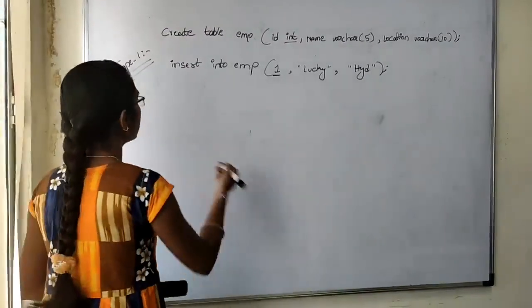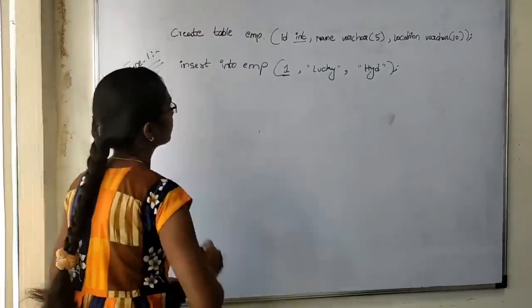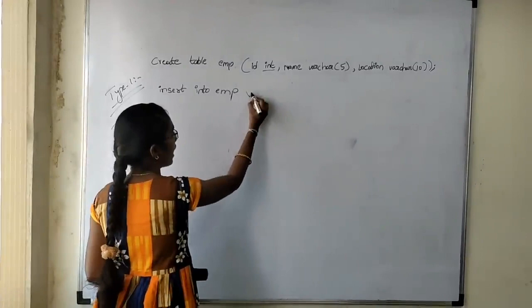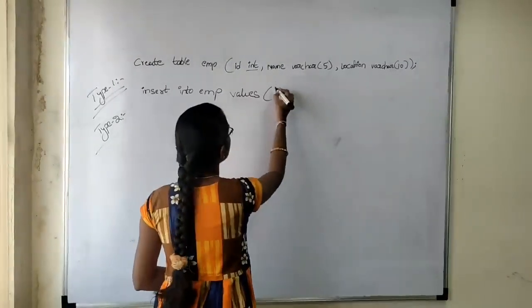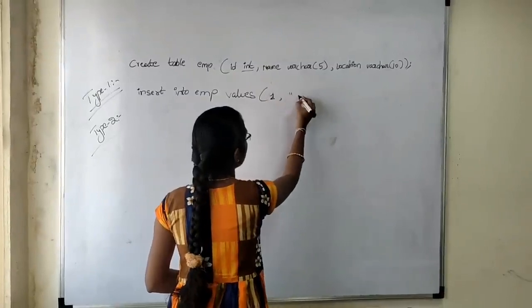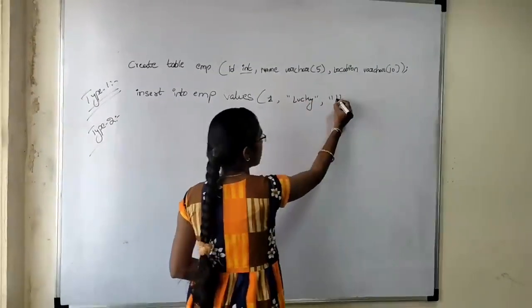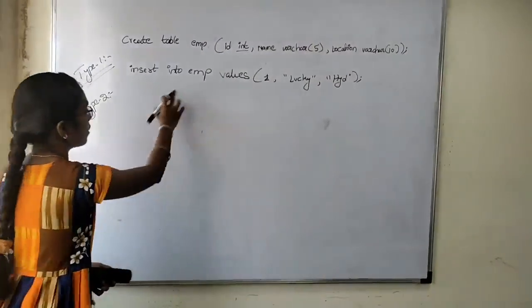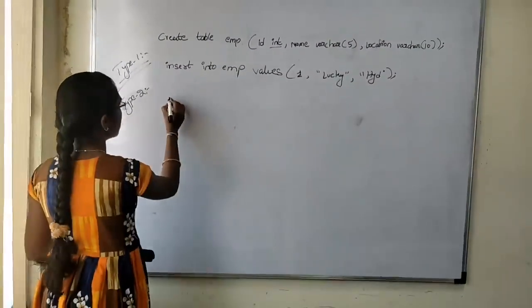And the next, type 2. You have made a mistake. Insert into employee values, here ID is an integer data type 1, name is Lucky, and location is Hyderabad. So this is type 1 and next is type 2. Type 2 is nothing but we can insert values into a table.